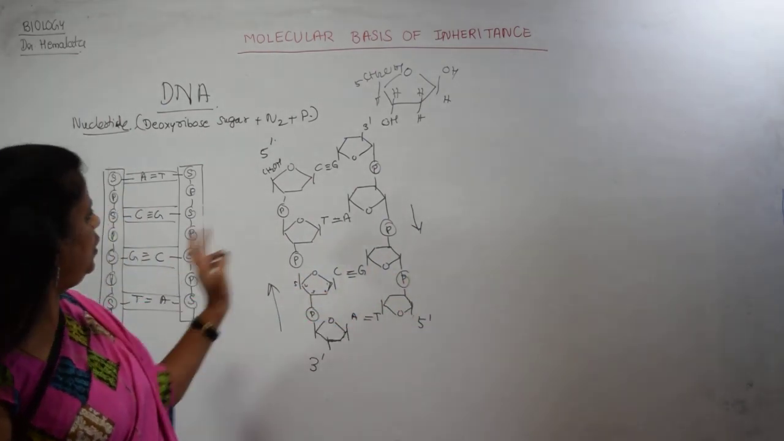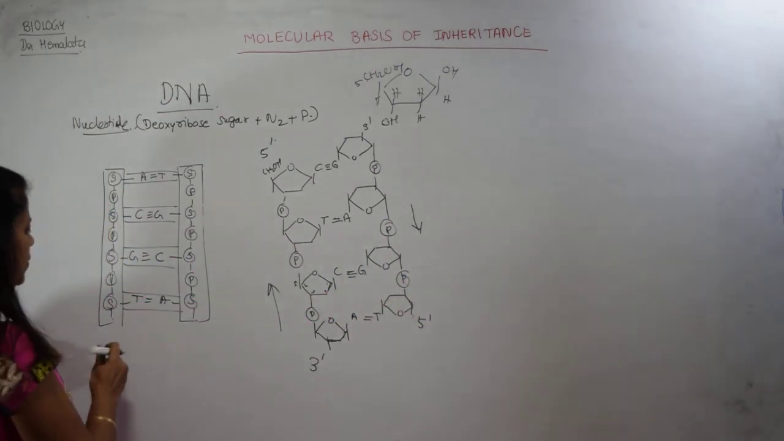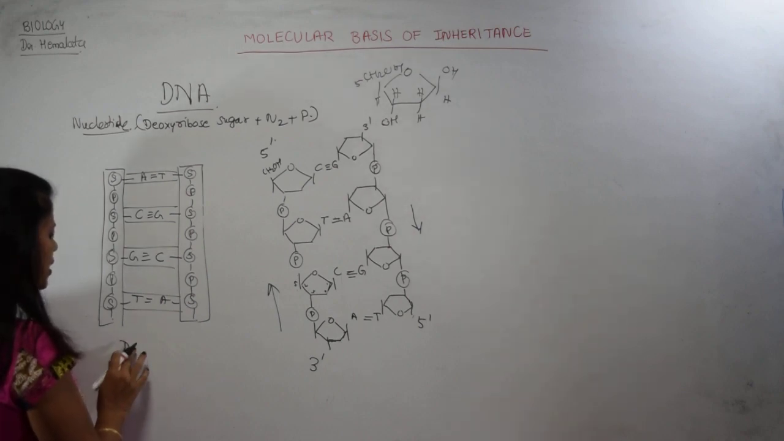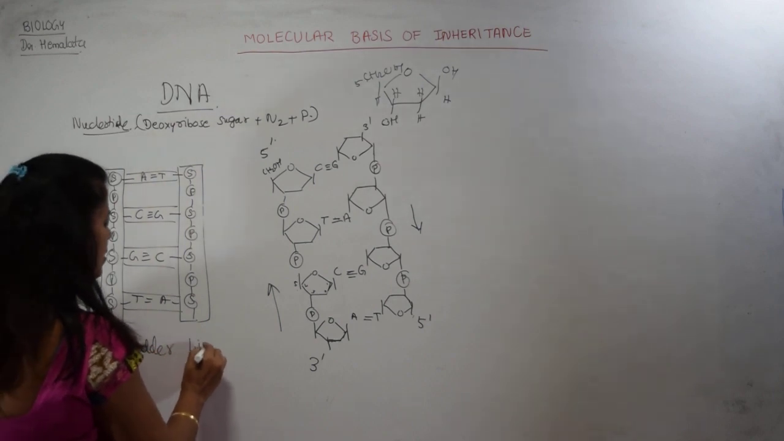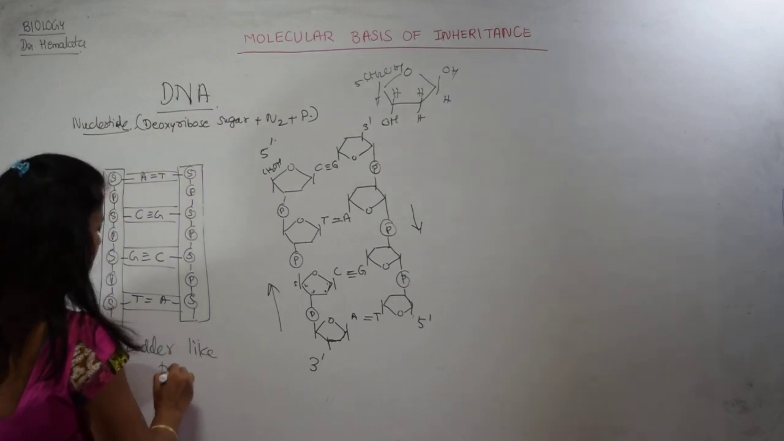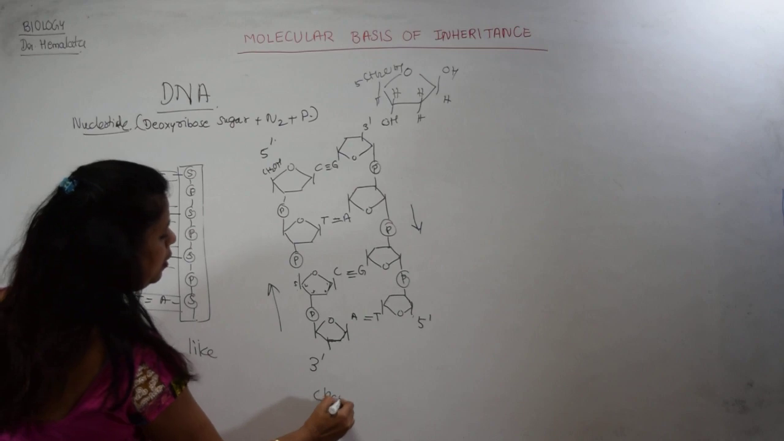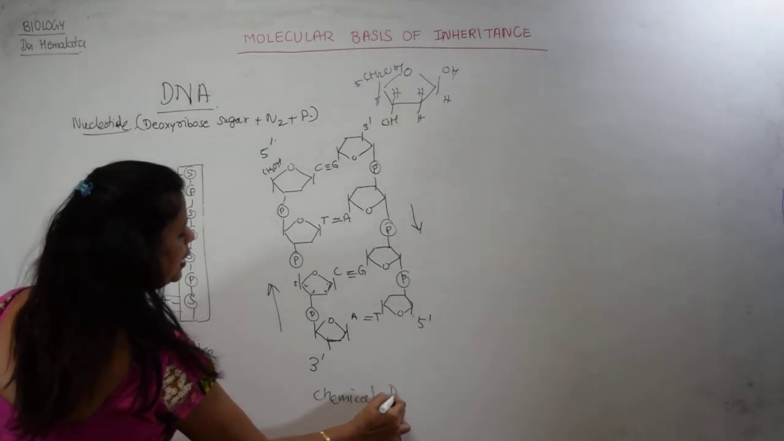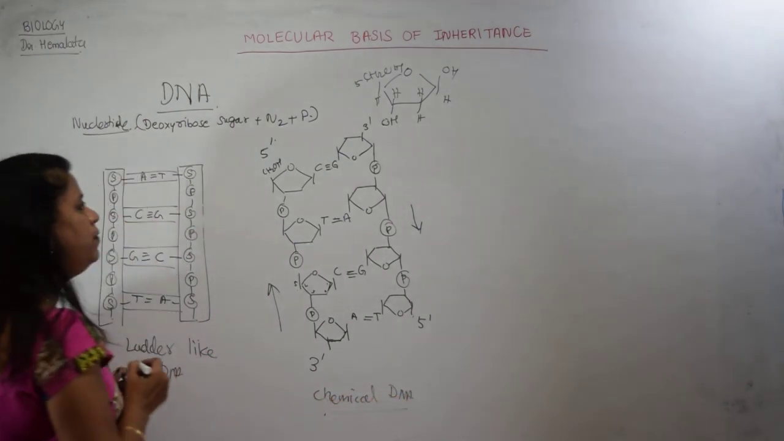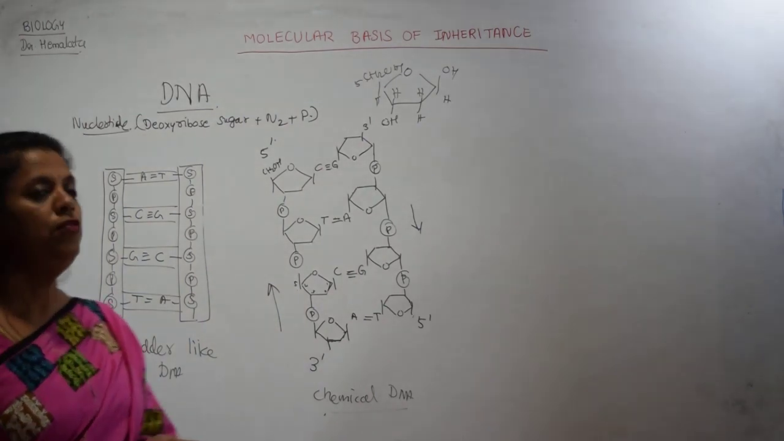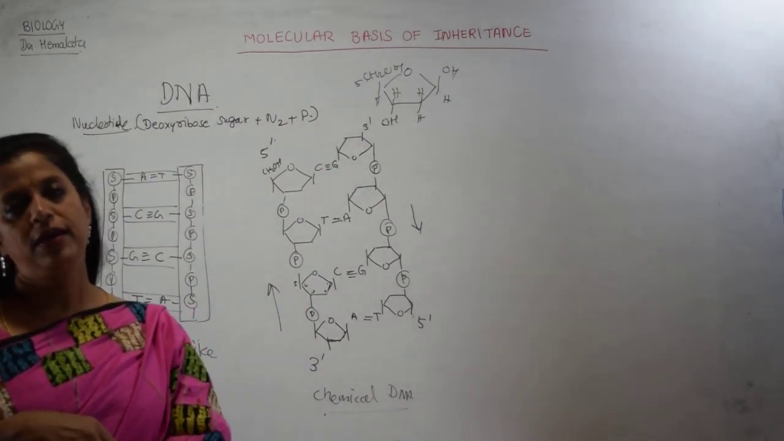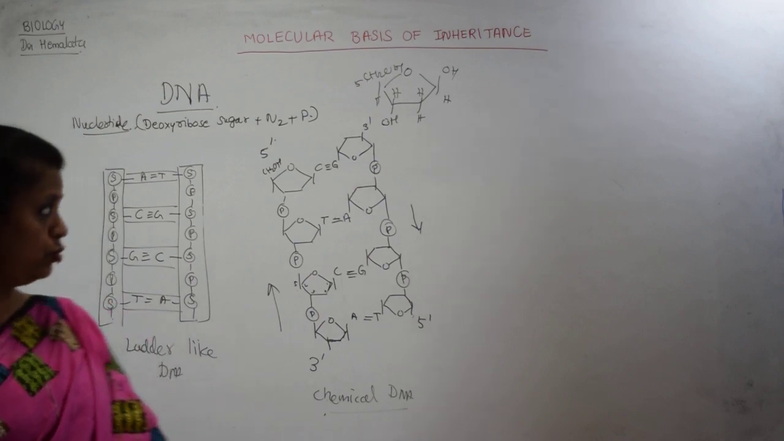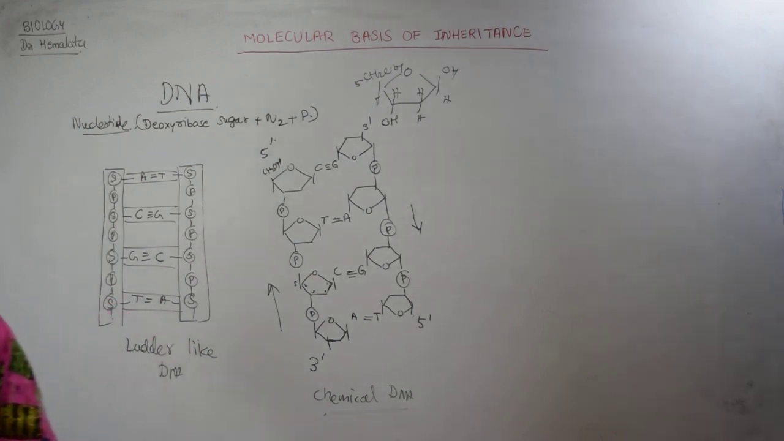Okay? First you draw these two. This is the simple diagram, called the ladder like DNA, the ladder like simple form of DNA. This is the chemical form of DNA, the chemical DNA structure. Okay? After this I will give you the physical model of DNA given by Watson and Crick. So draw this. Right? I want you to draw and finish this diagram.